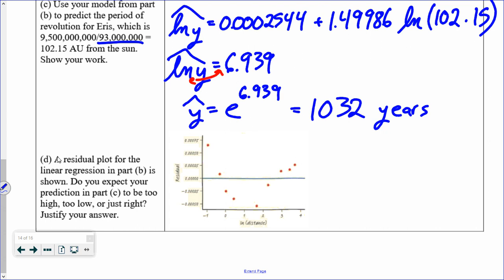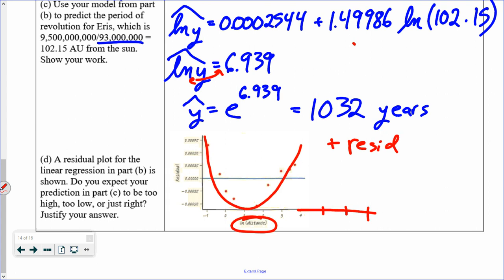Part D here, residual plot is shown. Do you expect, I like this question, do you expect your prediction to be too high, too low, or just right? Justify your answer. Okay, so looking at these residuals, residuals were high, then they were low, and they seem to be coming high again. And we're talking about a log distance of 6.939, that's almost 7. We're talking about something out here. I predict that value to be somewhere way up there. So I predict, just looking at the graph, of having a positive residual.